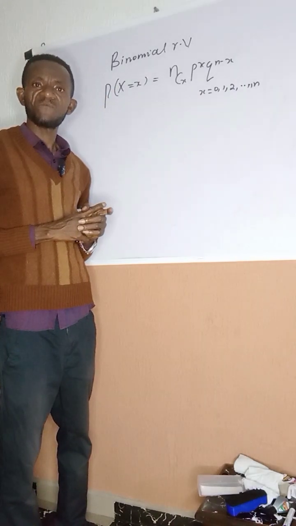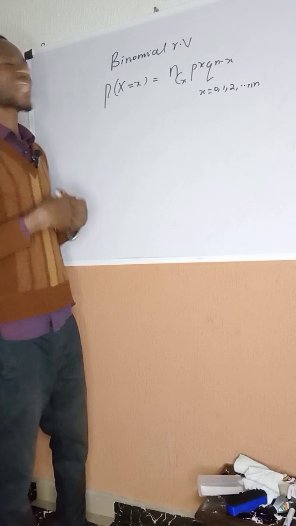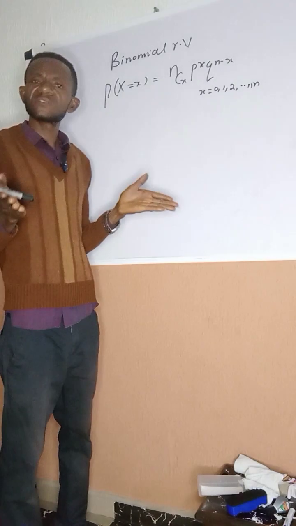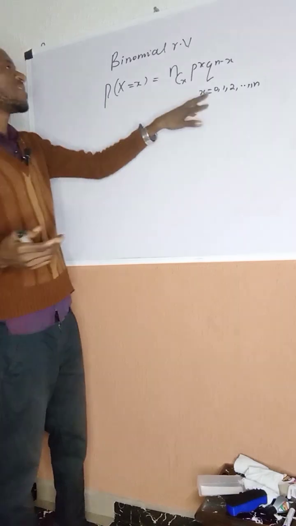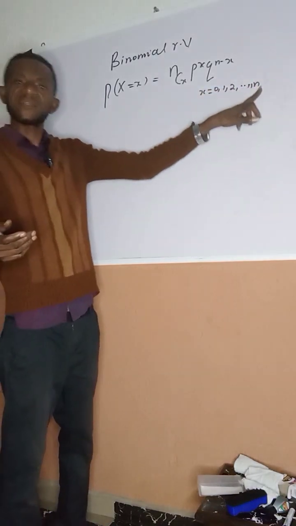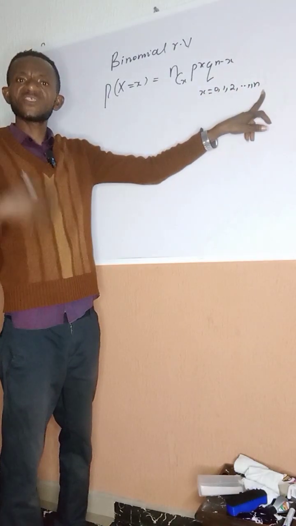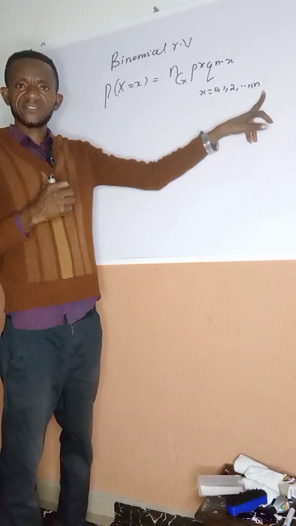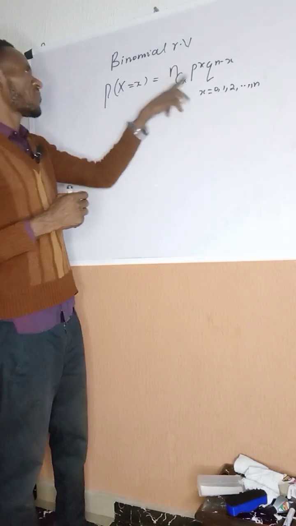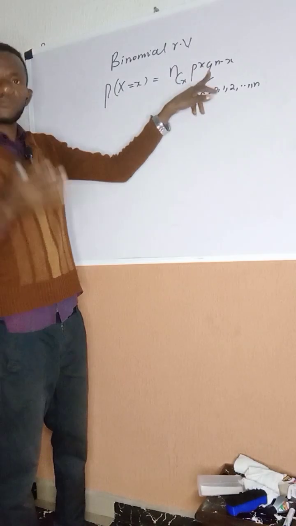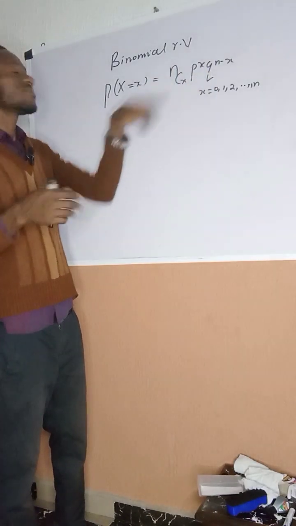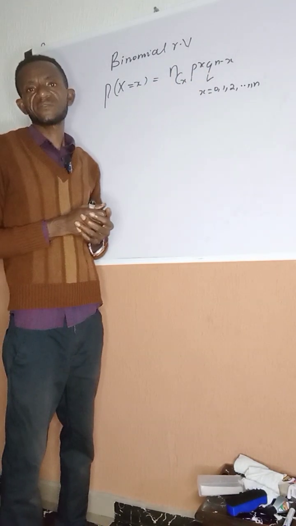Okay? So the next thing they ask you: what is the range space of a binomial random variable? The range space ranges from 0 to n, where n is the number of trials. P, of course, stands for the probability of success, q the probability of failure, and n the number of trials.